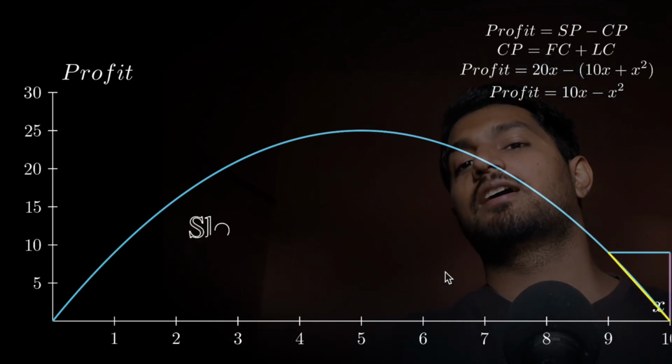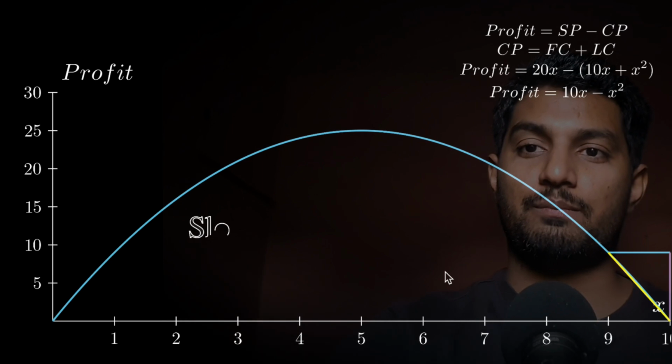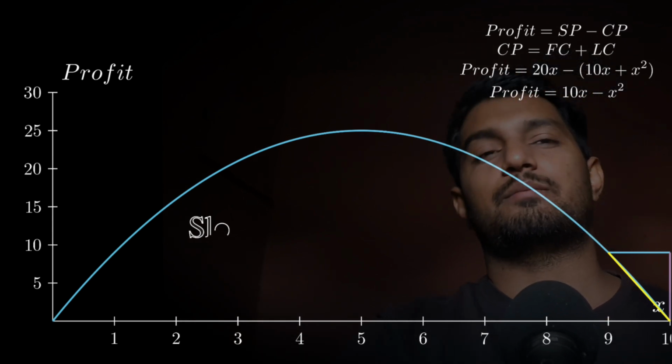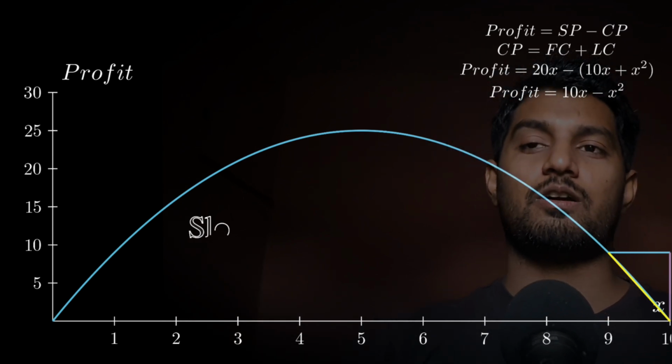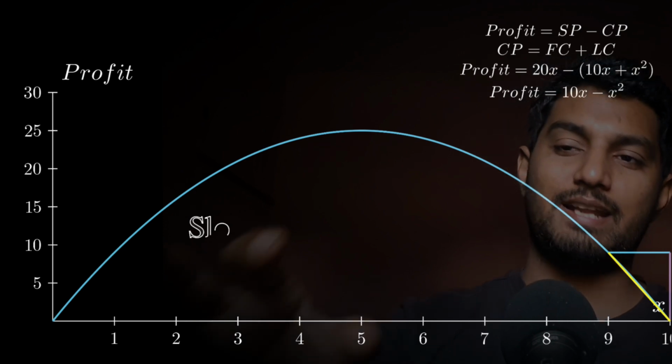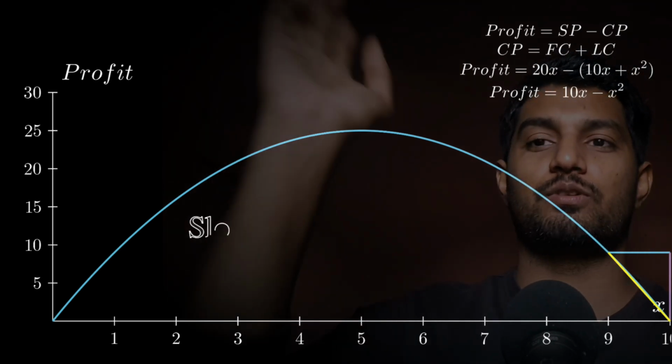That means at this point you will lose profit if you keep on making 8 products, 9 products, 10 products or something like this, right? You will not have that much profit. And after 10, it becomes 0, and then it might go negative, right?